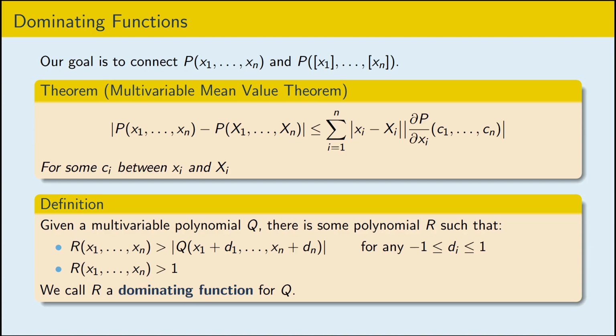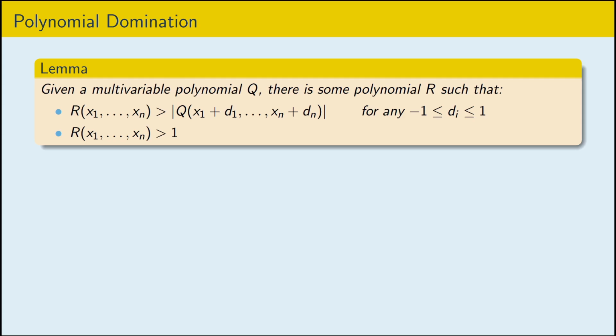Such a polynomial r exists for any polynomial q, and whenever this sort of upper bounding happens, we call r a dominating function for q. We're going to use these dominating functions as upper bounds on the partial derivatives of p, which in turn will allow us to upper bound the difference between p at lowercase x and uppercase X at our nearby points. So first, let's show that we can actually find these dominating polynomials.